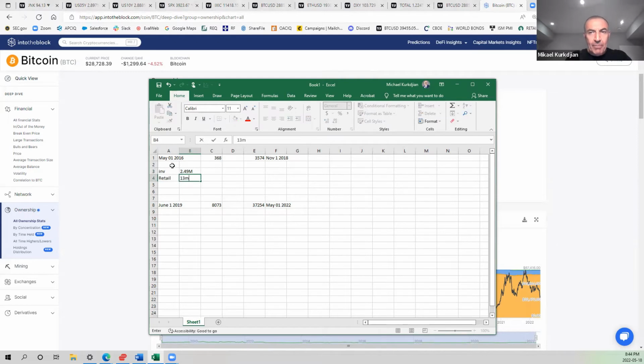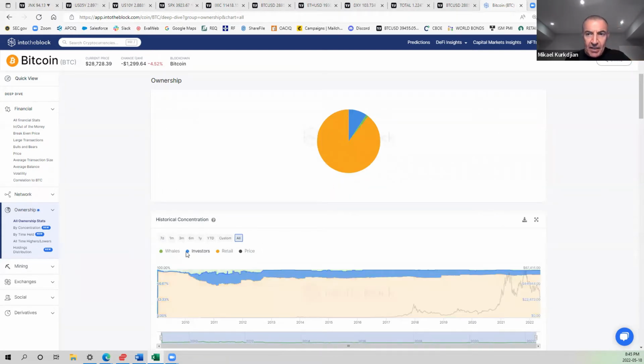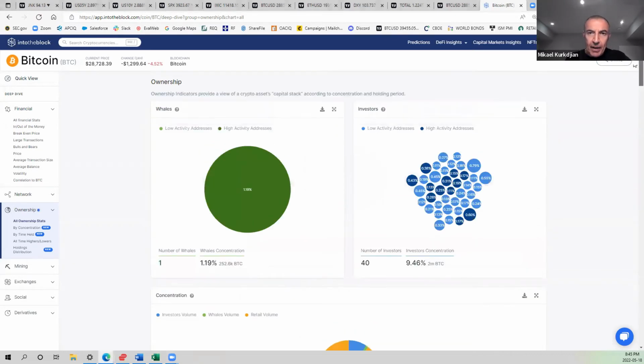Now, the way Into the Block categorizes these kinds of holders is by concentration. A whale address owns more than 1% of circulating supply. An investor is an address that owns 0.1% to 1% of the supply, and retail is an address that owns less than 0.1% of the circulating supply.